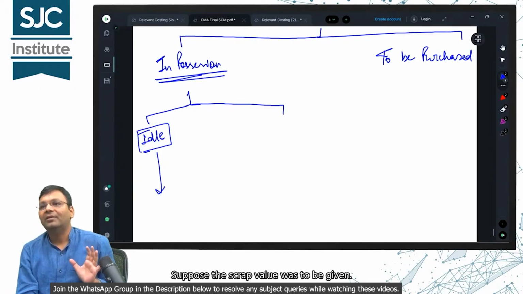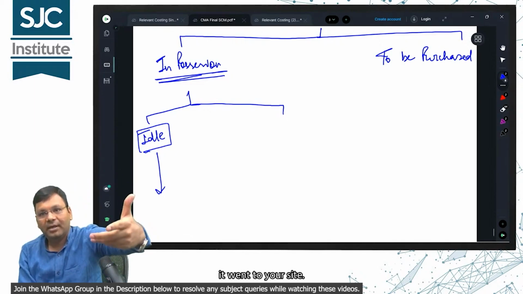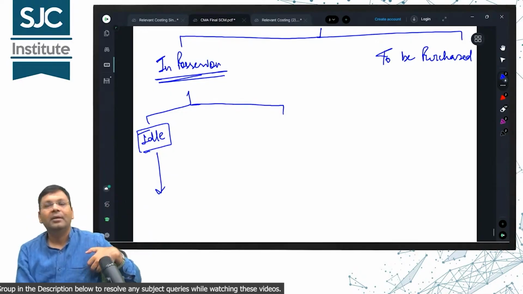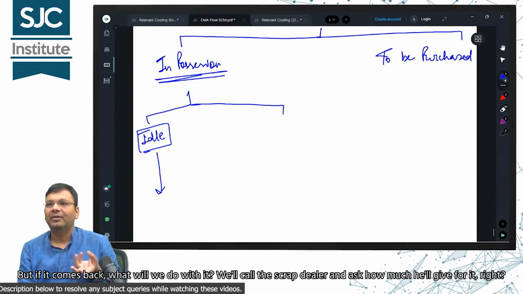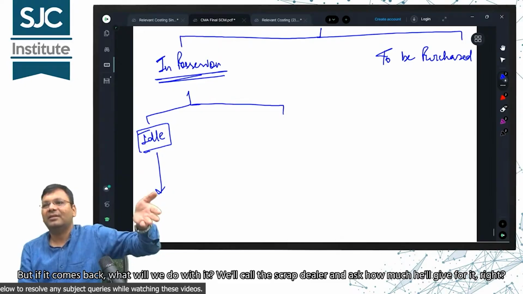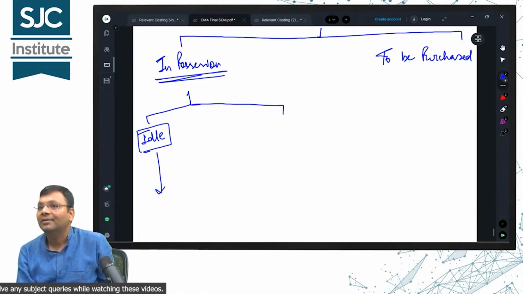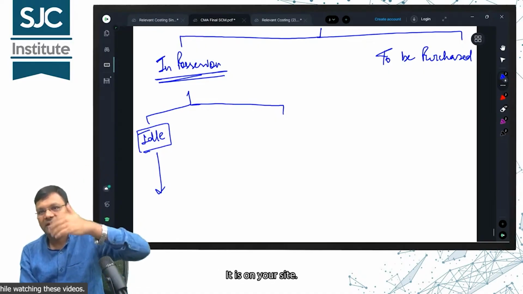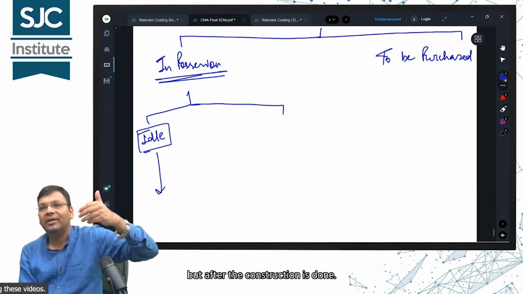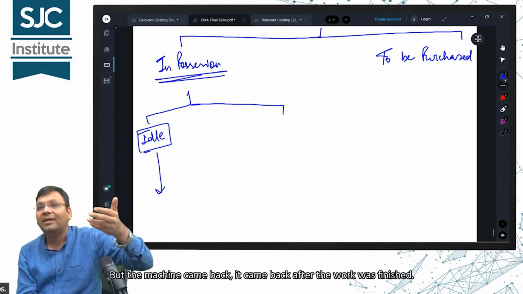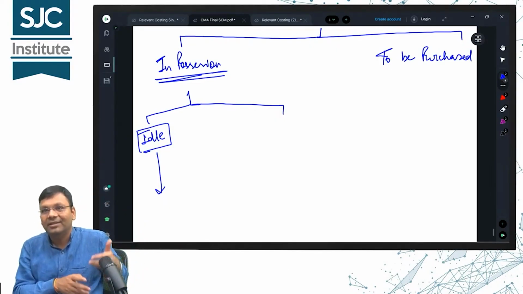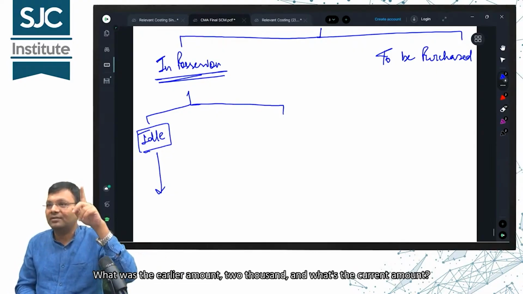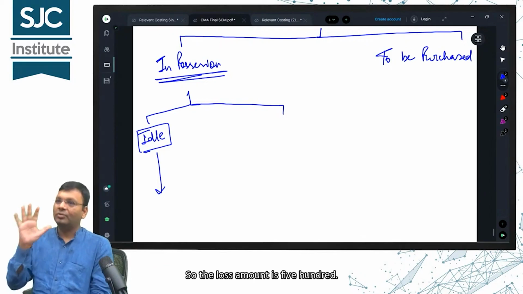Suppose the scrap value was to be given as 2000. It went to your site for work to be done in the offer, and it came back after 2 months. But if it comes back, what will we do with it? We'll call the scrap dealer and ask how much he'll give for it, right? He said, I'll give 1500. What is my loss? Earlier I was getting 2000. But the machine came back after the work was finished. So if you scrap it, how much money will you get? 1500. What was the earlier amount? 2000. And what's the current amount? 1500. So the loss amount is 500.